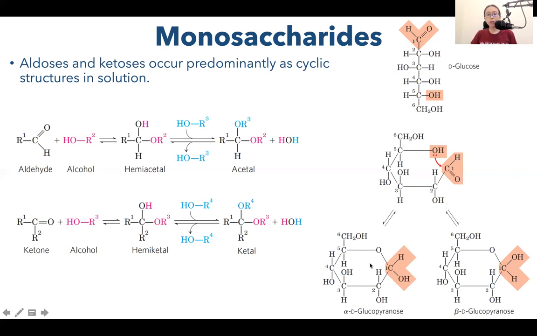So to distinguish these two anomers, we have the alpha and the beta. The alpha is for the hydroxyl group positioned below the plane of the ring, and beta is for the hydroxyl group positioned above the plane of the ring.